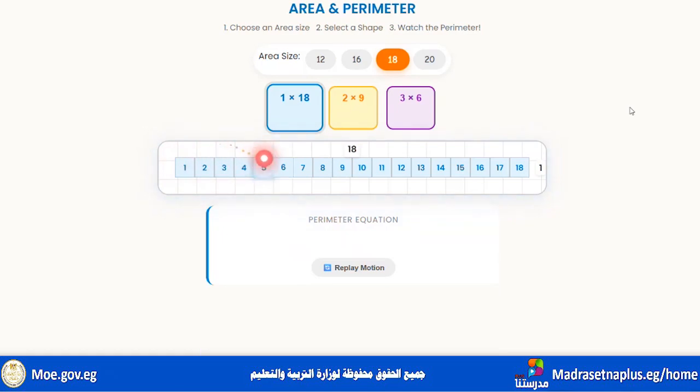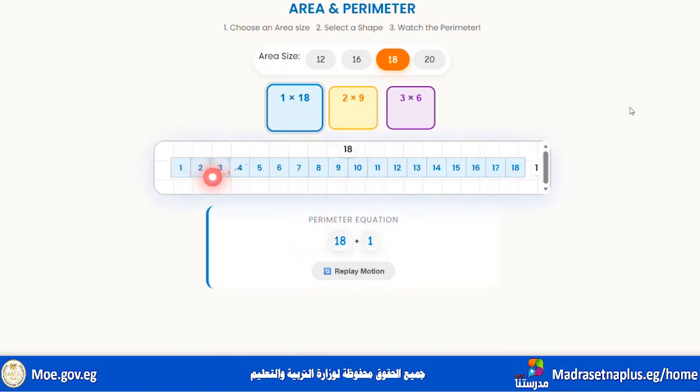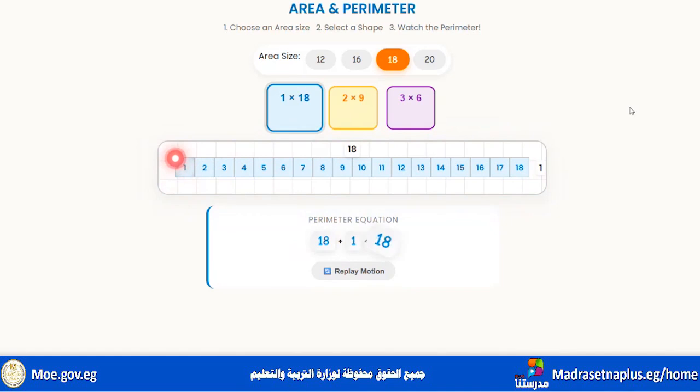First polygon, 18 plus 1 plus 18 plus 1. The total distance around the polygon is 38 units. What does that mean? That means the perimeter of this polygon is 38 units, but its area is 18 square units. We have another polygon with 18 square units.